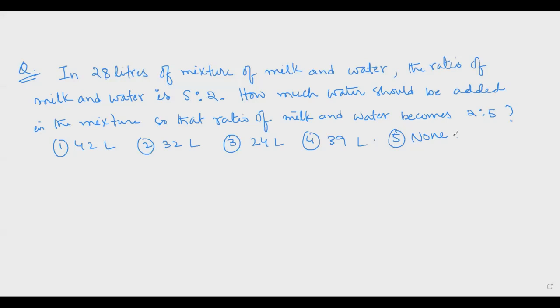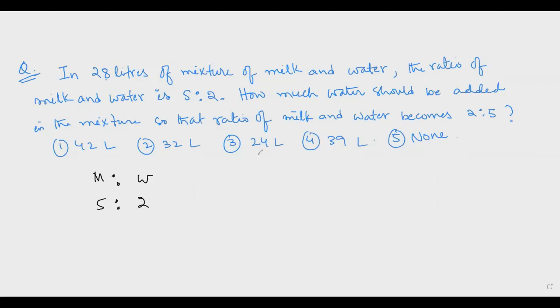Okay. So this is the question. In 20 liters of mixture of milk and water, the ratio of milk and water is 5:2. How much water should be added in the mixture so that the ratio of milk and water becomes 2:5? So let's understand the question first. What is the meaning of that? See, we have milk and water in the ratio 5:2. Okay, right?